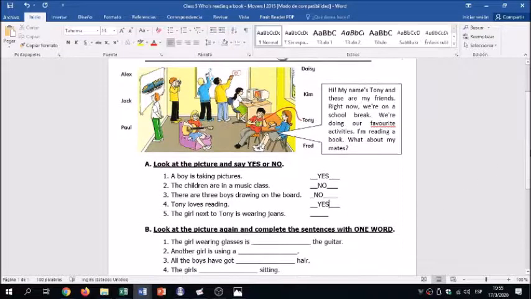Now, what about sentence number 5? The girl next to Tony is wearing jeans. So, who is the girl next to Tony? This one, right? The one that has brown hair and who is wearing a blue t-shirt, right? Is she wearing jeans? No, she's not wearing jeans. What is she wearing? Very good, she's wearing a skirt. So this sentence is false, so we write no. Very good. So, is this clear? Do you have any questions?